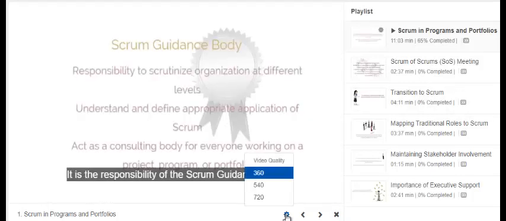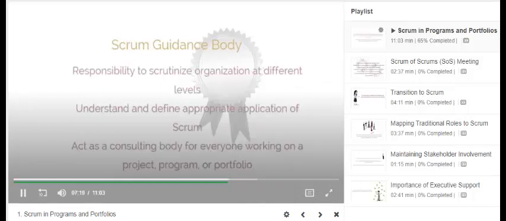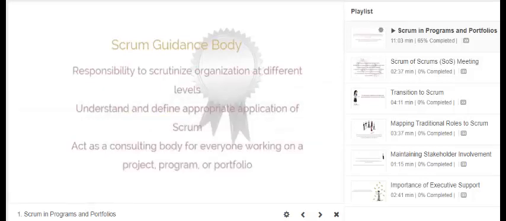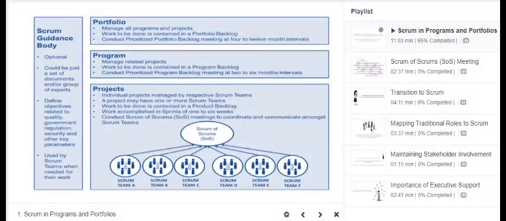It's the responsibility of the Scrum guidance body to scrutinize the organization at different levels to understand and define the appropriate application of Scrum, and to act as a consulting body for everyone working on the project, program, or portfolio. To get a better understanding, take a few minutes to look at this diagram. It illustrates how Scrum can be used across the organization for portfolios, programs, or projects.